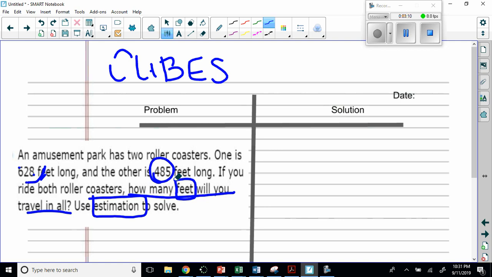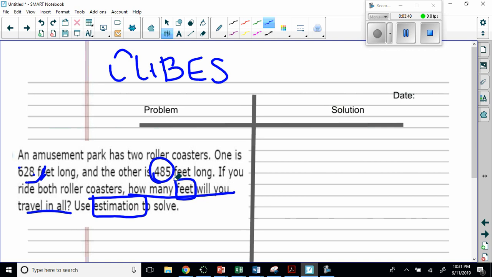So please pause this video, estimate each individual number first, and then come up with an estimation answer to this problem. Make sure that you also label it appropriately. Please show all your work on the solution side of your math journal. And once you've solved it on your own, please press play, and then I will go through and show you a couple possible ways to estimate this problem.